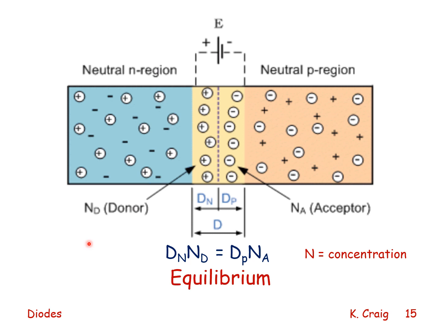This diagram shows the p-n junction in equilibrium, where the depletion layer is in equilibrium, satisfying the relationship that the concentration N of donors times the width of this donor region is equal to the concentration of acceptors times the width of this acceptor region.